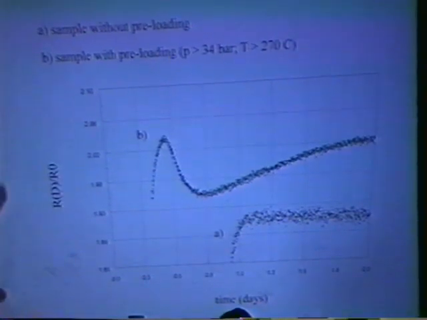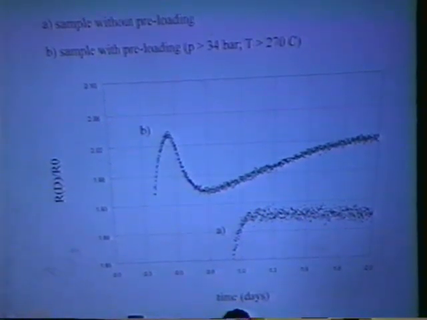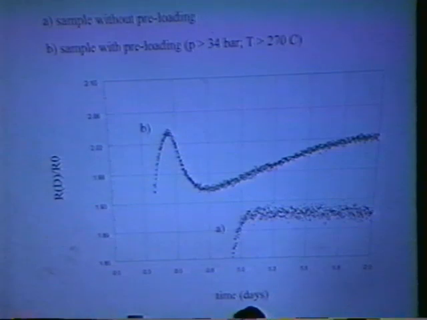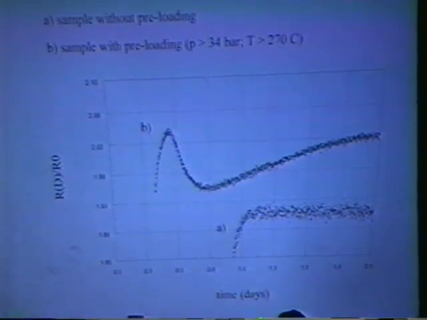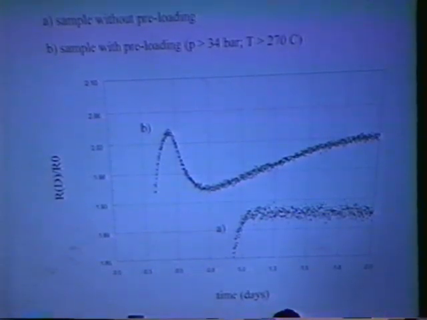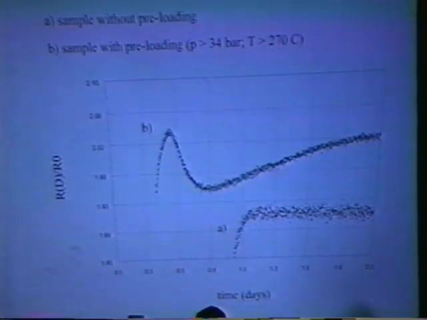This is the R over R zero ratio. This value here means that our sample goes up to 0.67. It is 65 or 70% of deuterium inside the sample, and nothing more happened in days.